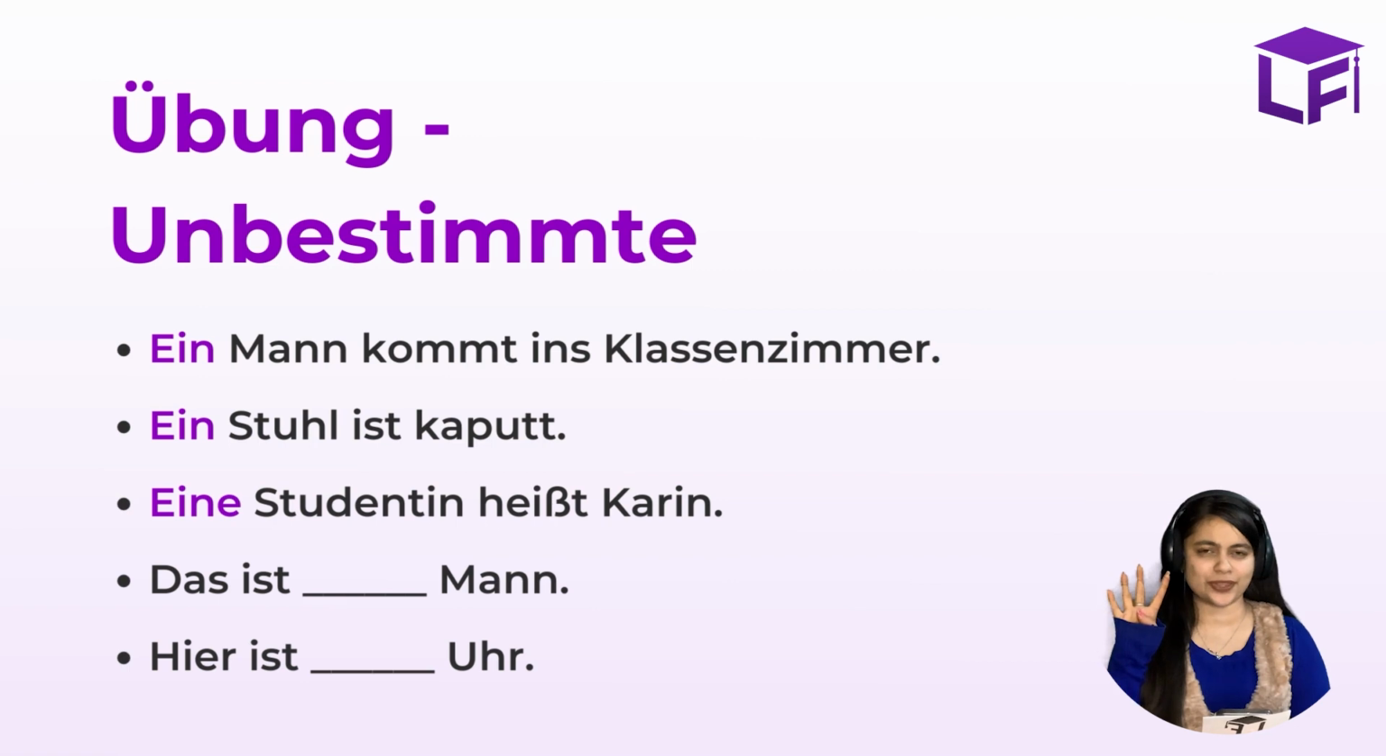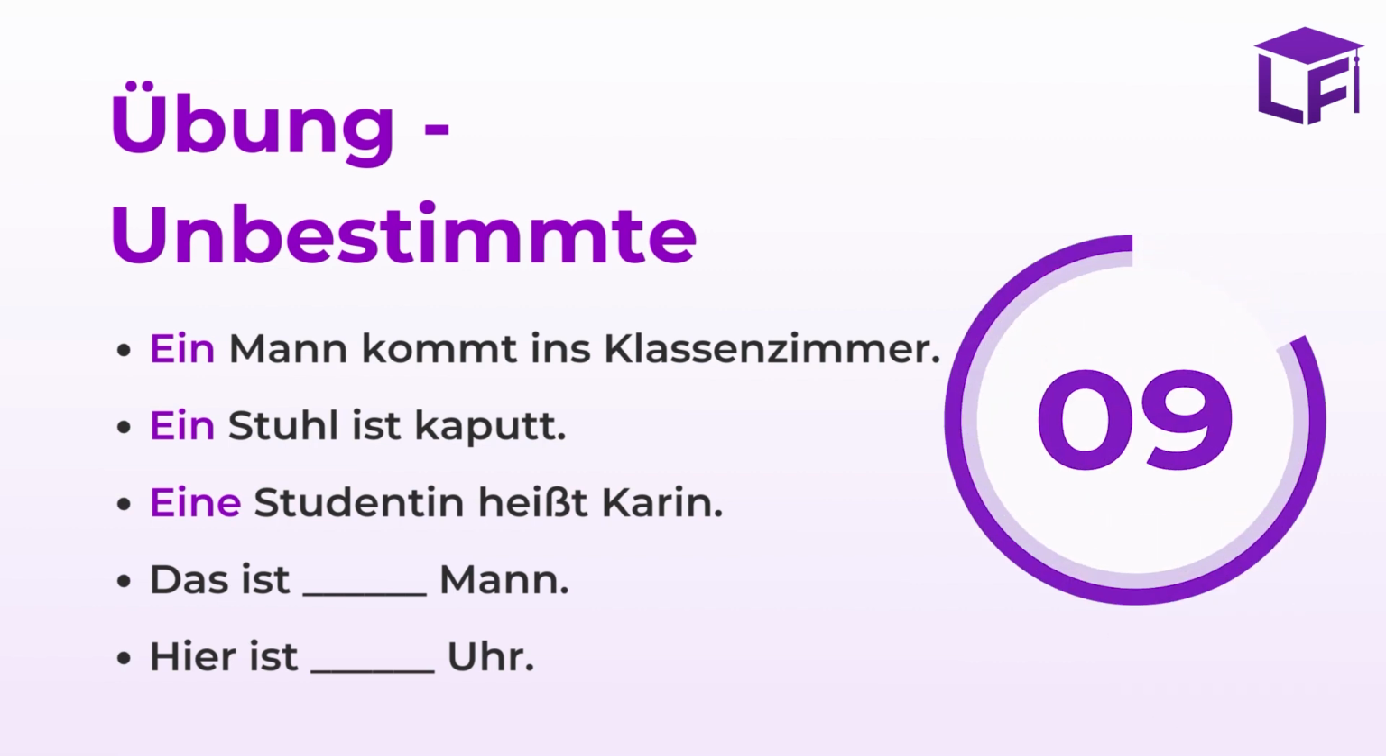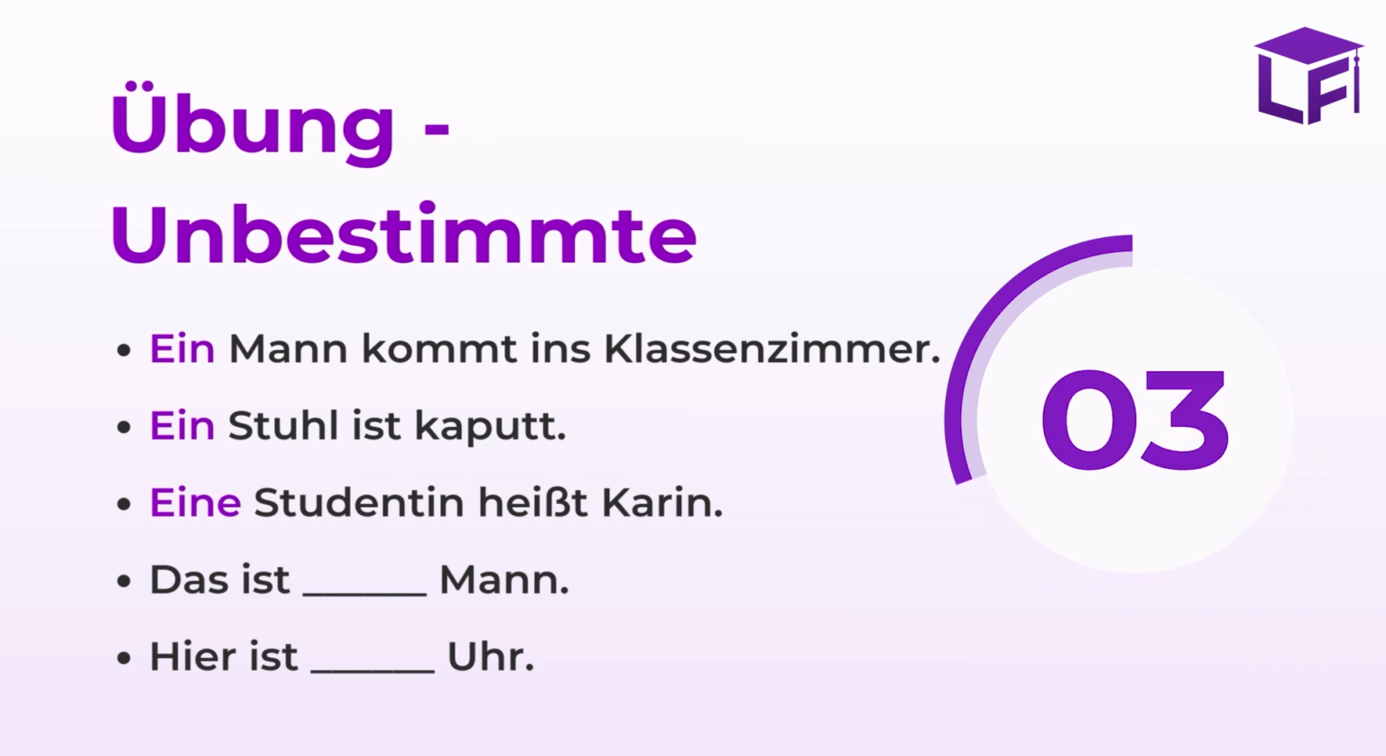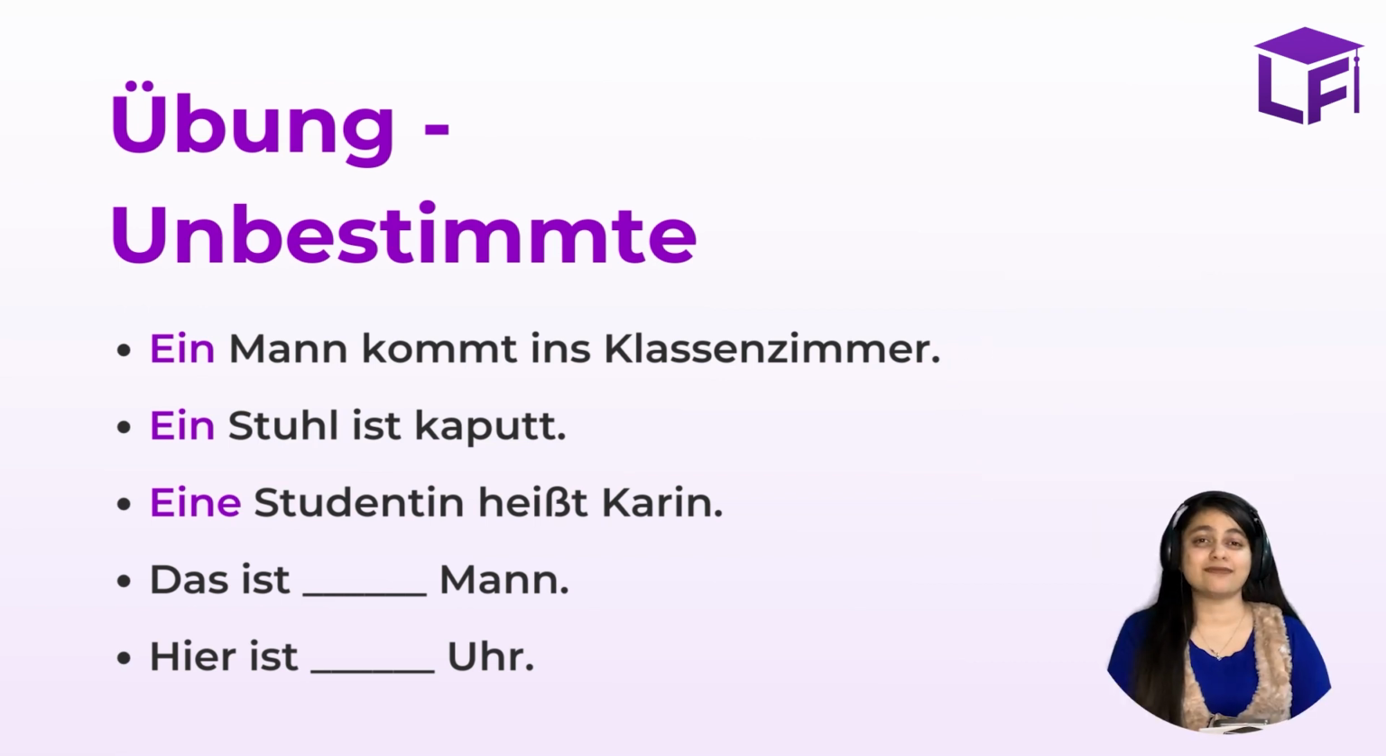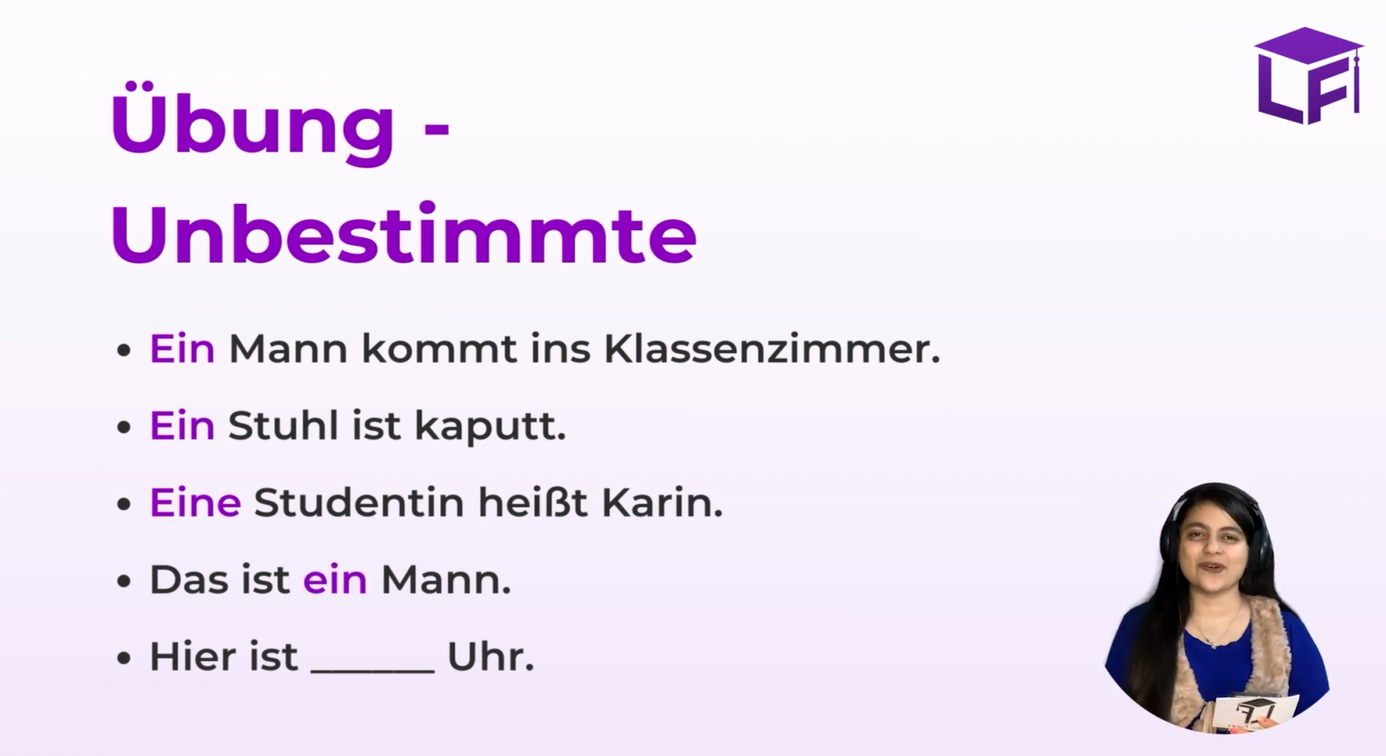Now coming on to the fourth question for the day. The question says, Das ist dash Mann. 10 seconds for you guys. Yes, so time's up. The correct answer for this is, Mann is naturally masculine, so the unbestimmte article for masculine is ein. So das ist ein Mann. Great.